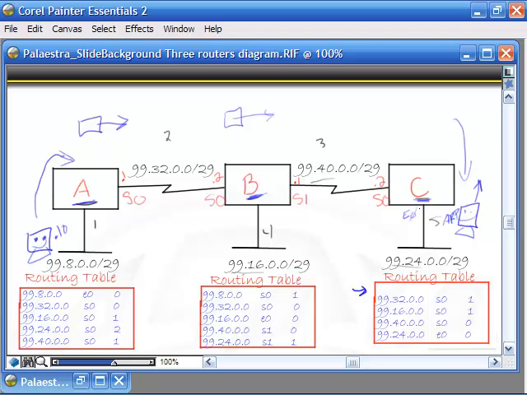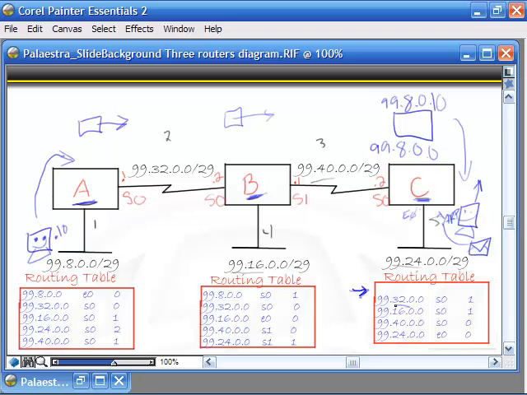ARP gets the gateway's MAC address, and he goes, okay, I'm sending this to the router. So he packages it up, sends it to the router. The router gets the envelope, opens it up, and sees a destination IP address of 99.8.0.10. He does his math and goes, okay, that's on subnet 99.8.0.0. Let me check my routing table.